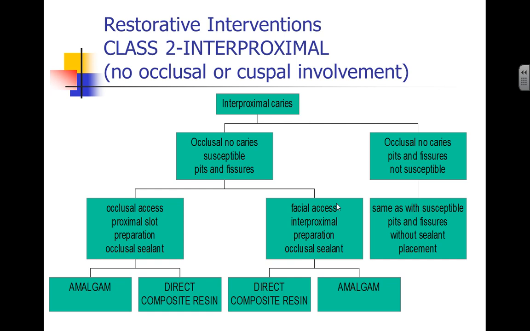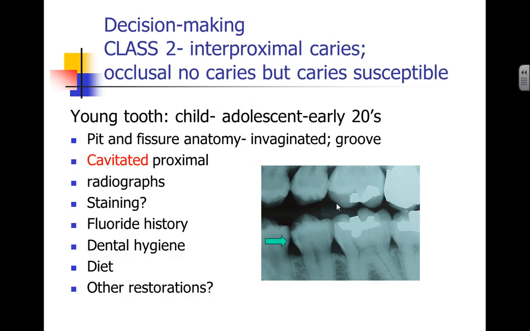And once again, all the risk factors as we determined for occlusal caries, pit and fissure caries, Class I caries, come into effect in how we treat that occlusal surface. And so we're looking at a proximal lesion with no occlusal caries, but the occlusal is caries susceptible. And we're looking at a child, an adolescent, someone in their early 20s. We look at the invaginated groove or the pit and fissure. All the things that we're talking about when we talk about a Class I.